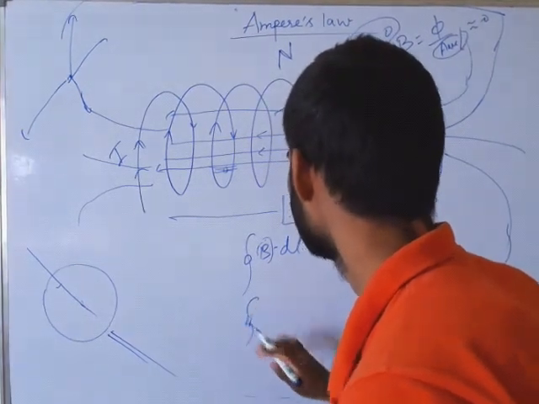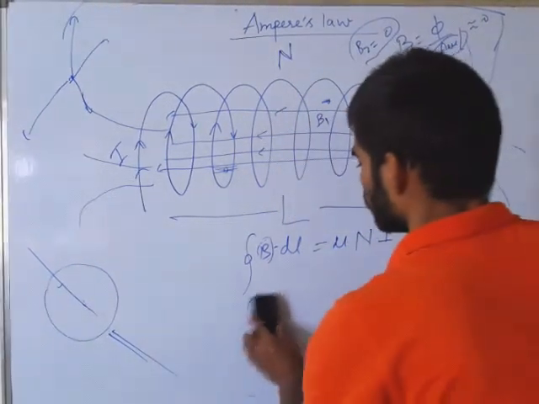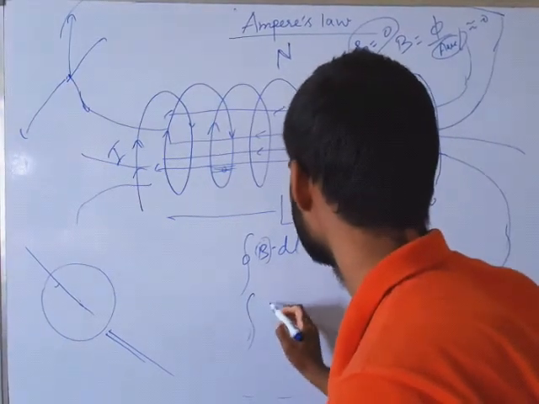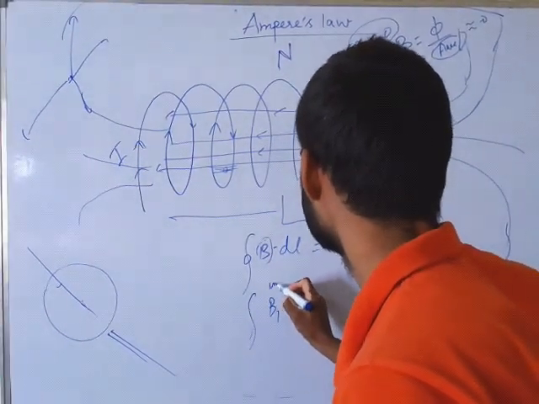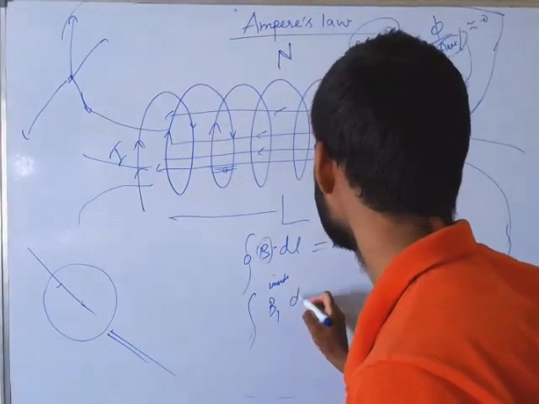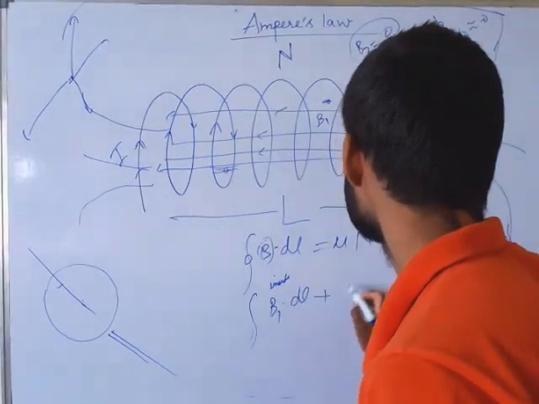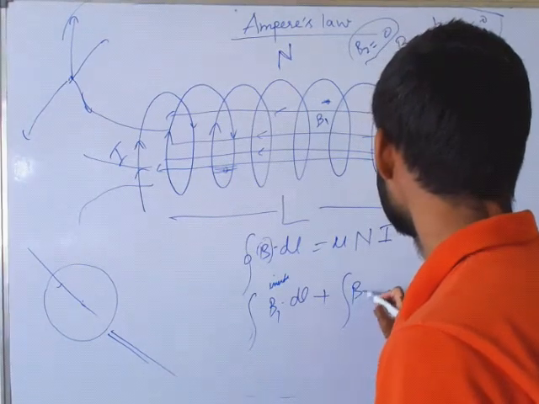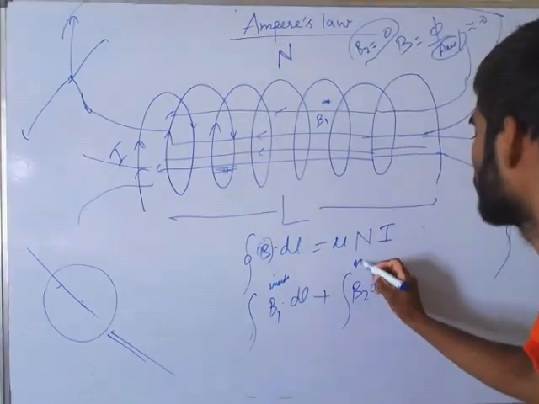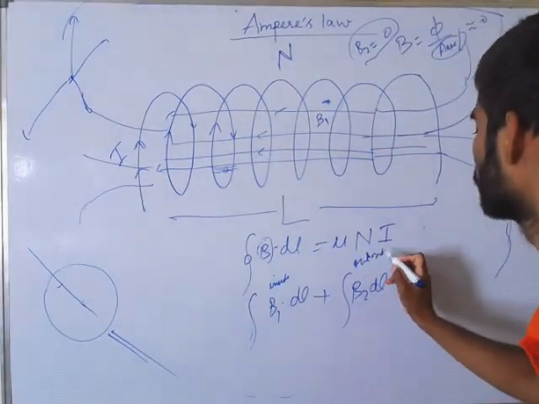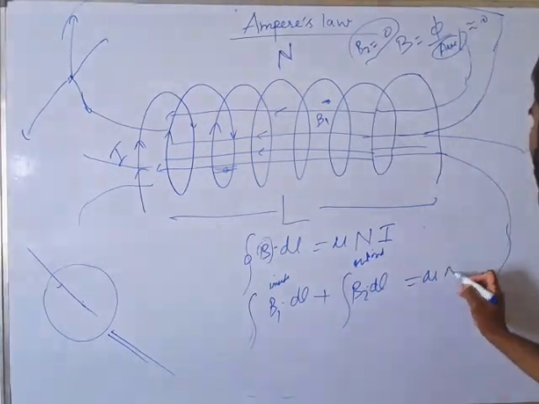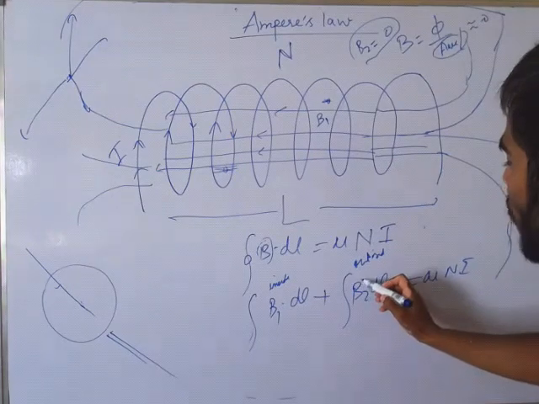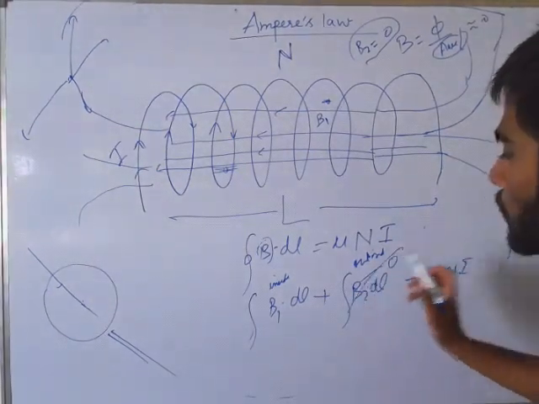Sorry, now it will not be closed. First we are calculating inside. Okay, B1, this is inside. B1 inside dot dl, plus outside B2 dot dl outside, is equal to mu n I. We know that B2 outside is 0, so this whole term becomes 0.